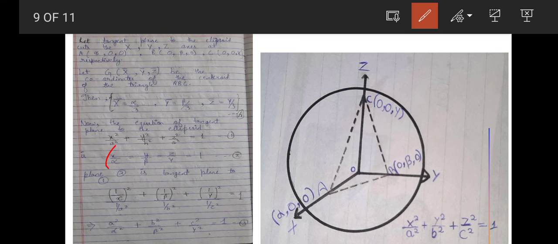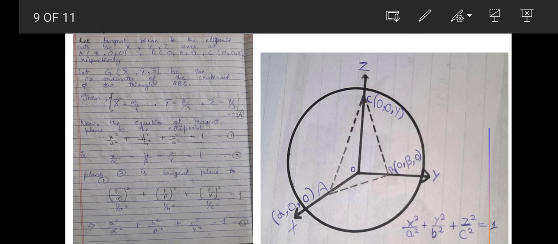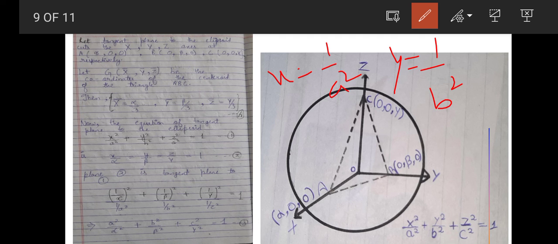So this is the equation of the plane. From the equation of the plane we'll get the direction cosines l as 1 upon alpha, m as 1 upon beta and n as 1 upon gamma. Okay, and similarly in that way we'll get the values x is equal to 1 upon a square, y is equal to 1 upon b square and z is equal to 1 upon c square.